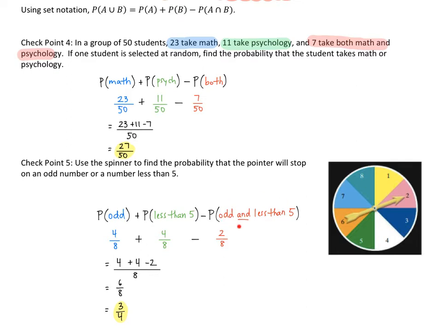And what's the probability of being odd and less than 5? Well, that's just 2 out of 8, numbers 1 and 3. So what's the probability that my spinner will land on an odd number or a number less than 5? Now we go ahead and take 4 plus 4 minus 2, since my denominators are all the same. We get 6 out of 8, and of course we're going to simplify that to 3 out of 4.